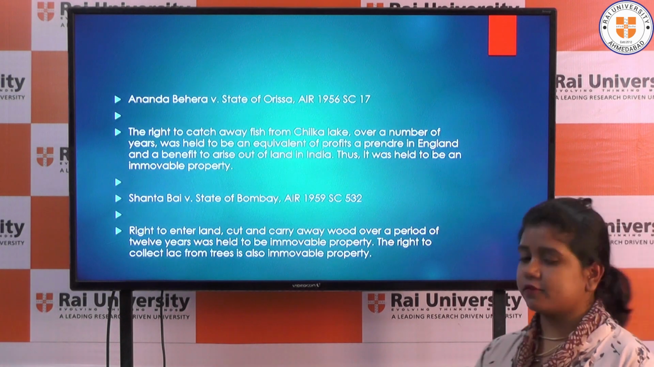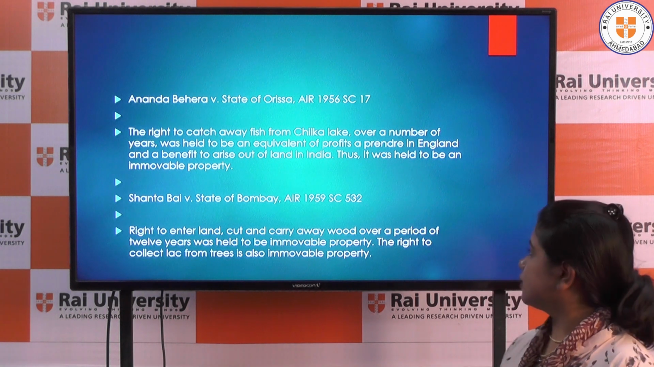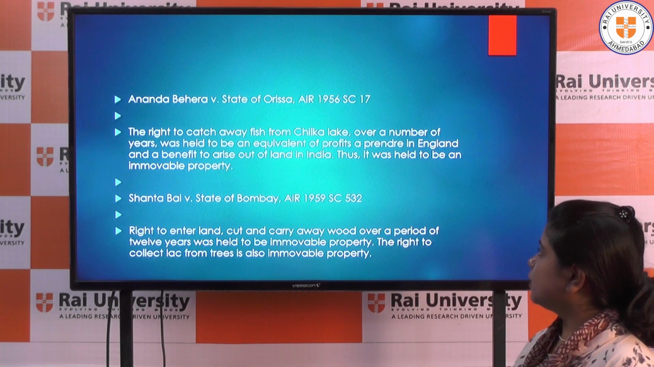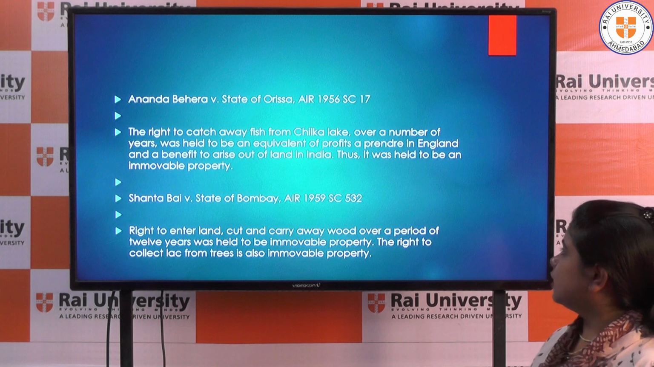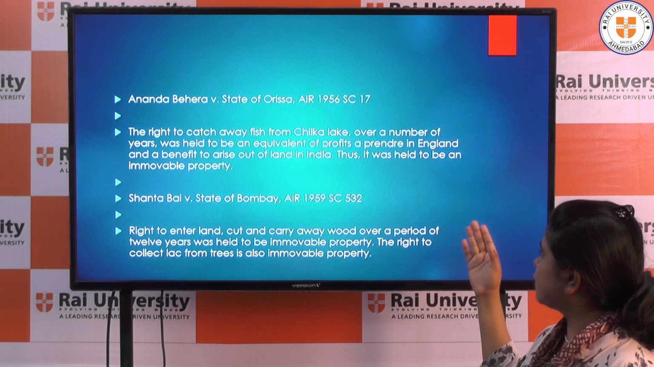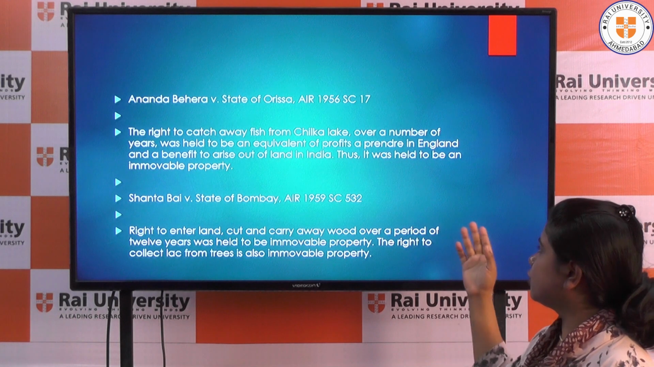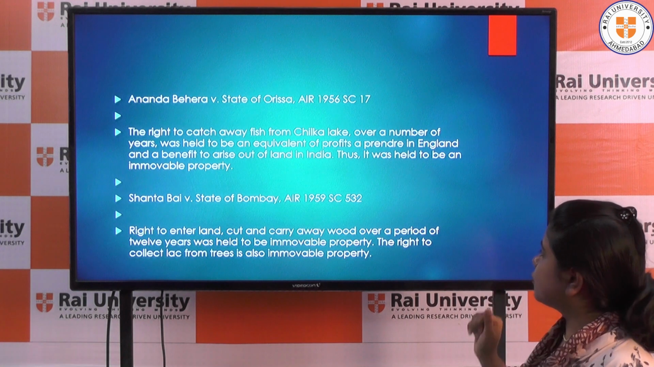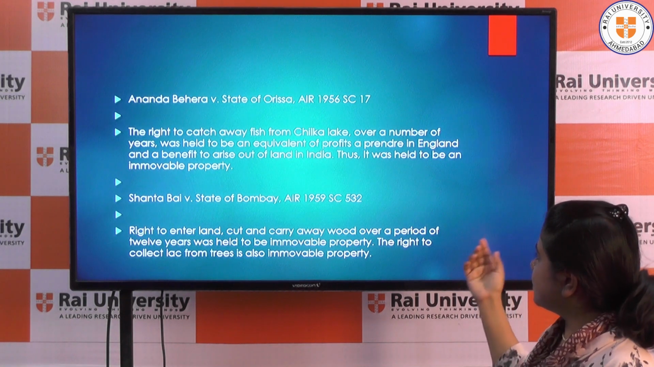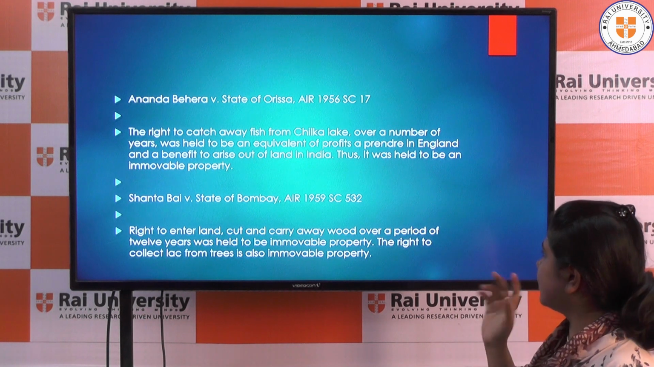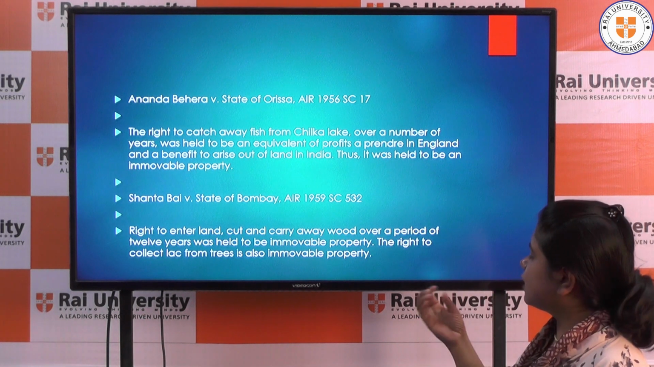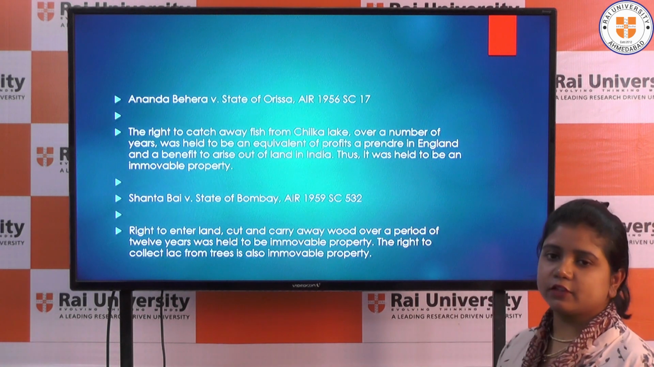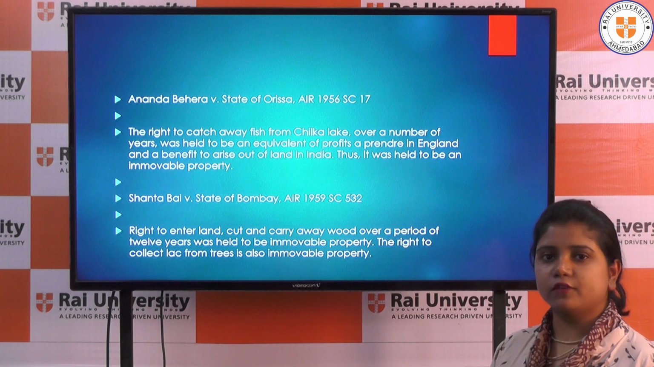So here, the second clause we have read, the benefit arising out of land. These are the case laws like Anand Behram vs. State of Odisha and Shantabai vs. State of Bombay. What is that? Here in the first case, it was held that the right to catch away the fish from the Chilka Lake over a number of years was held to be equivalent of profit a prendre. So don't be confused by the term profit a prendre. The profit a prendre basically means benefit arising out of the land. The Supreme Court held that the benefit which arises out of the land is also an immovable property. For example, the right to catch away the fish from the water is also a kind of immovable property.